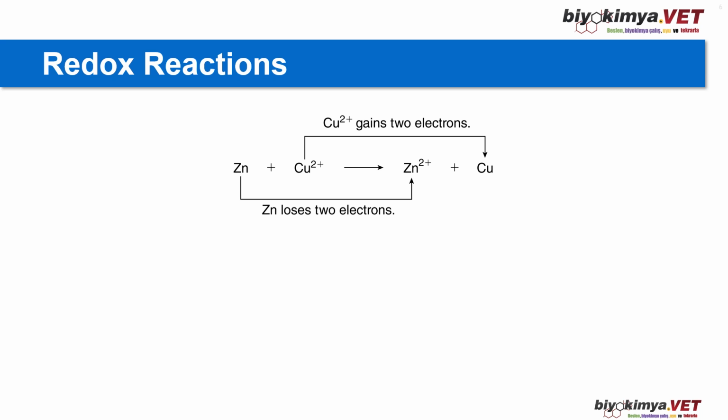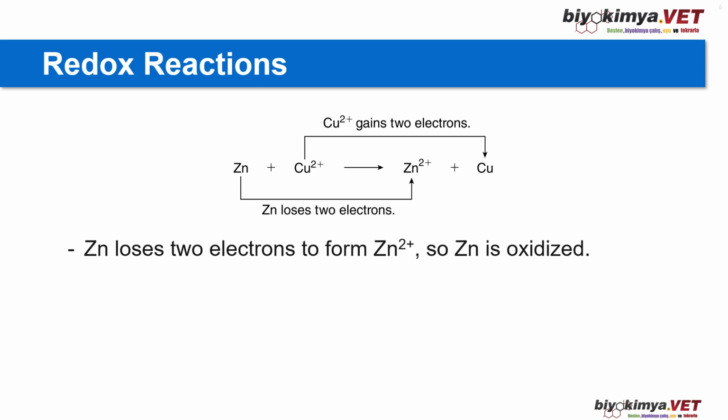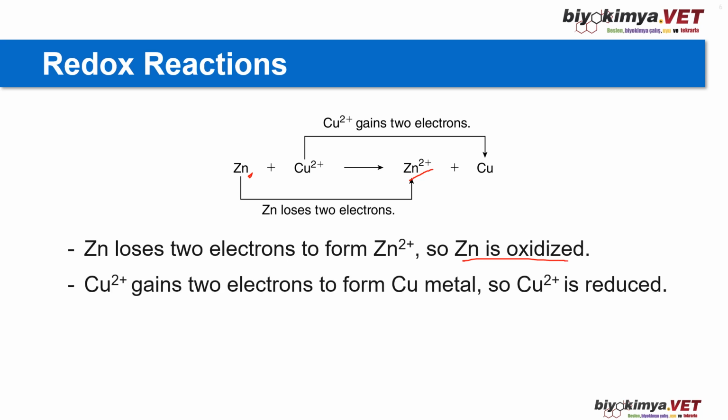And here's an example. Zinc reacts with copper, and here zinc loses two electrons to form the ionized form. So this means zinc is oxidized. And the copper gains two electrons, from the ionized copper to form the copper metal. So the copper is reduced.